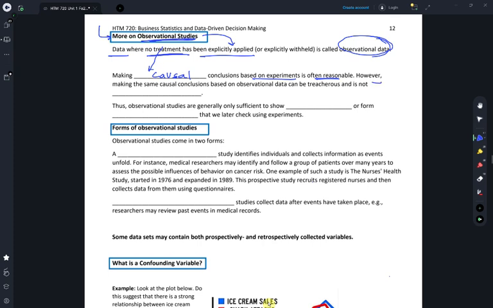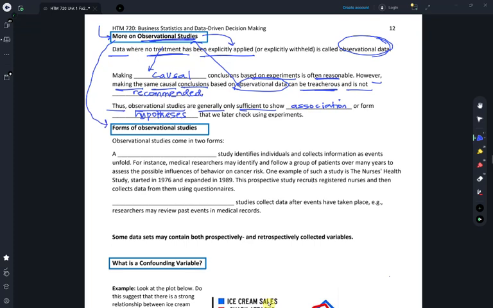However, please note that making the same causal conclusions based on observational data from observational studies can be very deceptive and is not recommended or highly advised against. Thus, observational studies are generally only sufficient to show association between the explanatory and the response variable, or to form hypotheses that we can later check using experiments, which are more closely guarded.